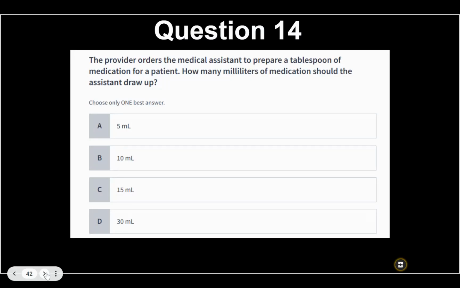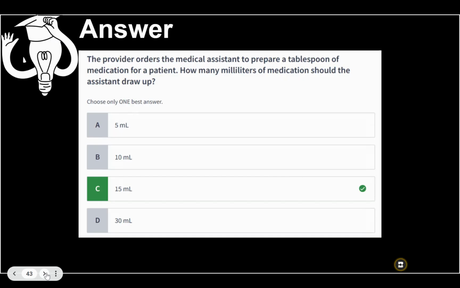Question 14. The provider orders the medical assistant to prepare a tablespoon of medication for a patient. How many milliliters of medication should the assistant draw up? A, 5 milliliters, B, 10 milliliters, C, 15 milliliters, or D, 30 milliliters? If you said C, 15 milliliters, then you are correct.